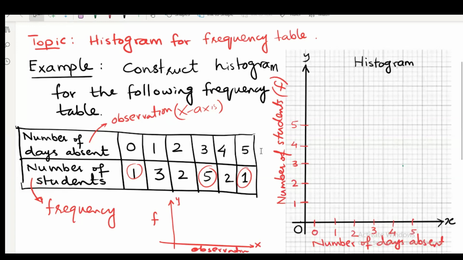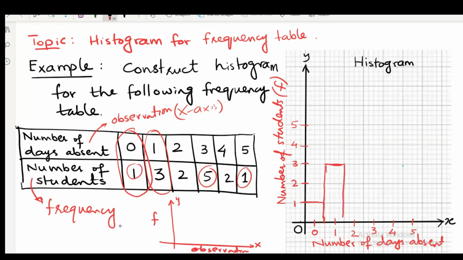Now, start how to draw this. For number of students 1, in the first column, number of students 1 with 0 absent, I'm going to draw the histogram at 0. The height is 1, the frequency is 1 here. On the next column, this is 1 and 3. So 1 and the frequency is 3 here. So draw a rectangle.